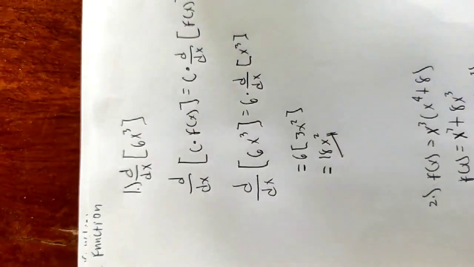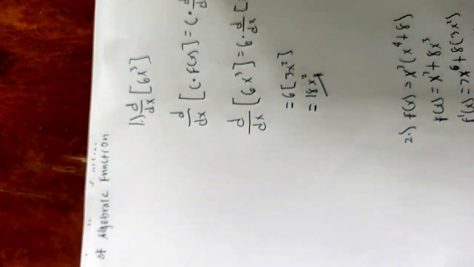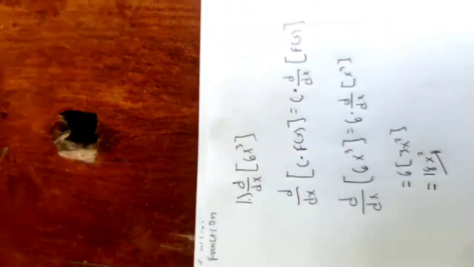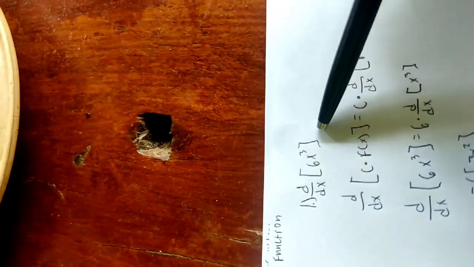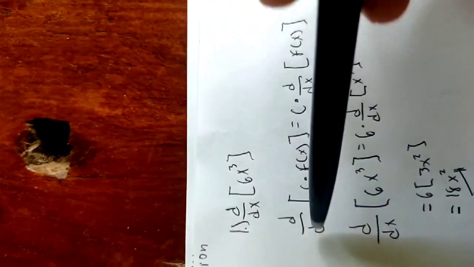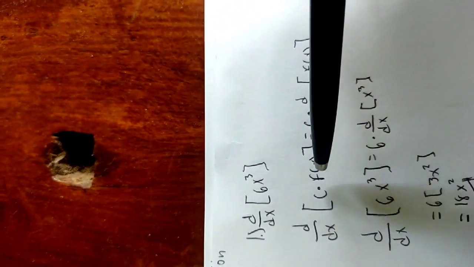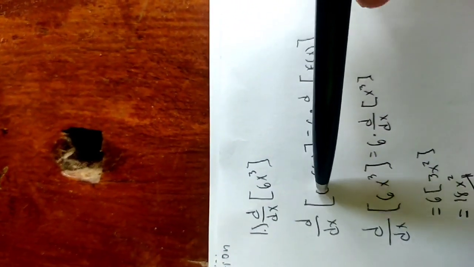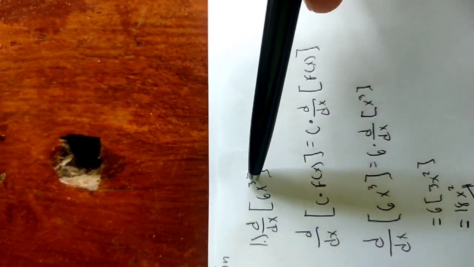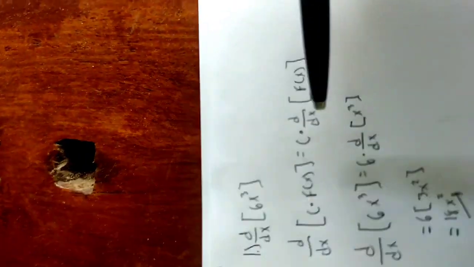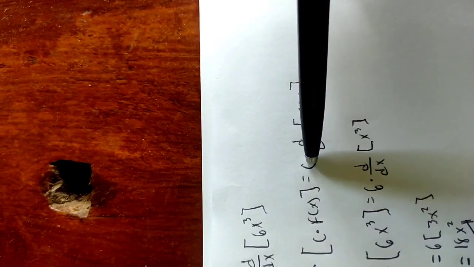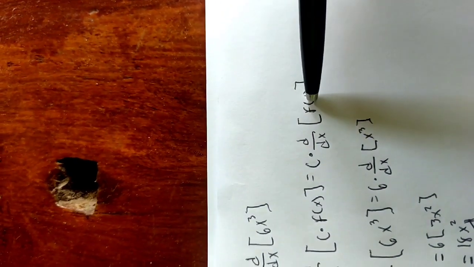So proceeding, we are now at the derivative of an algebraic function. We have here the derivative of 6x cubed. So how do we get the derivative of 6x cubed? There's a formula, or a law, that states that the derivative of a constant times the function, where 6 is the constant, is equal to the constant times the derivative of the function.